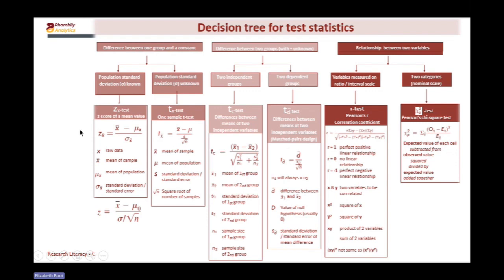If I'm given the population standard deviation, I know what it is, the measure of dispersion, then I need to do a Z test. So it means I'm going to be using a Z test statistic. If my population standard deviation is unknown, I'm only using my sample data and my sample statistics, which is my sample standard deviation, then I'm going to use a t-test.